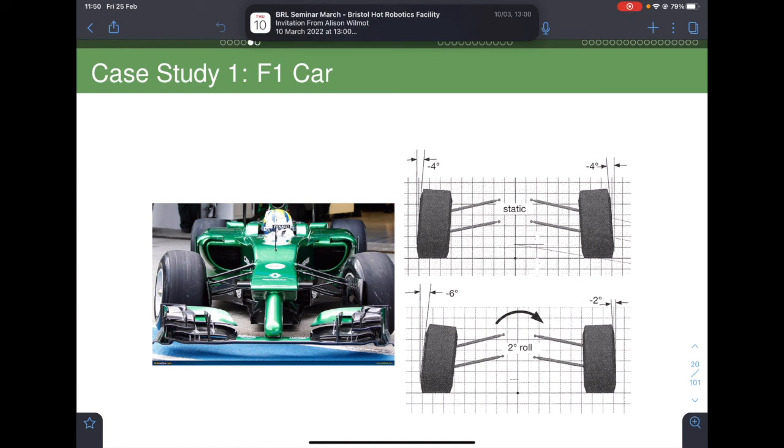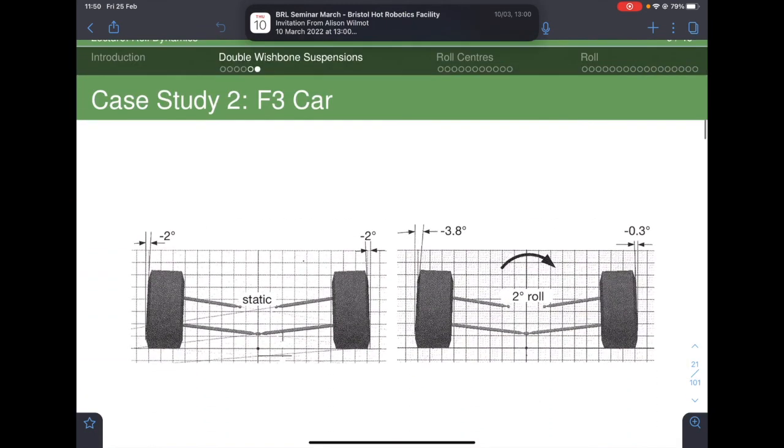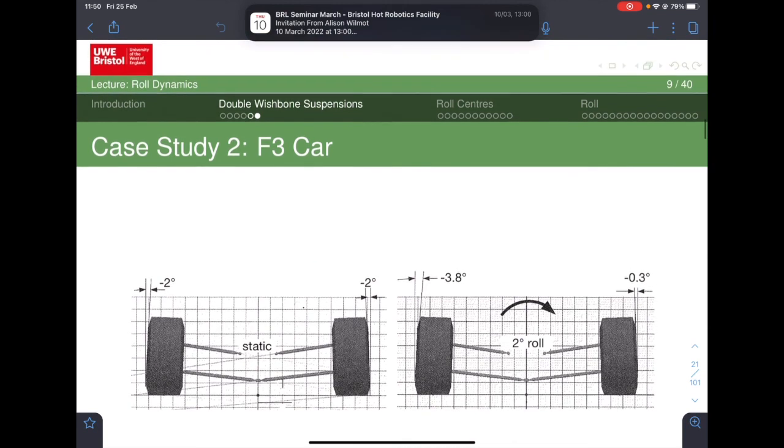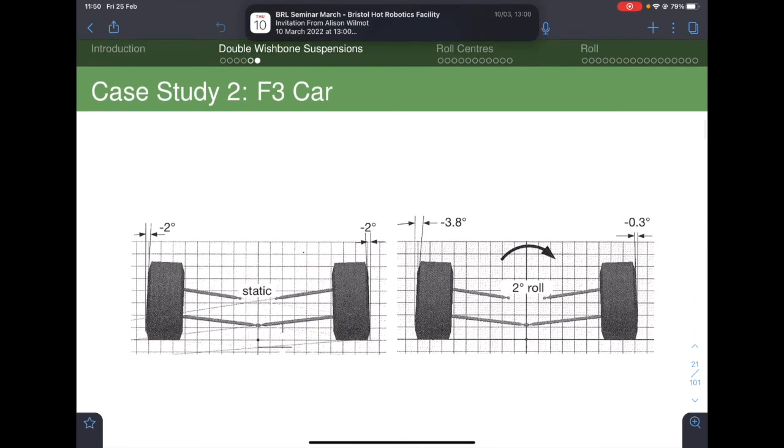Now, if you look at Formula 3, which is another case. Oh, sorry. There's your F1 car under roll camber. So this is Formula 3. Okay, so there's Formula 3. One of the ways that Formula 3 teams have done it in the past is they actually join the lower wishbone together at the same point. So the upper wishbones are shorter.